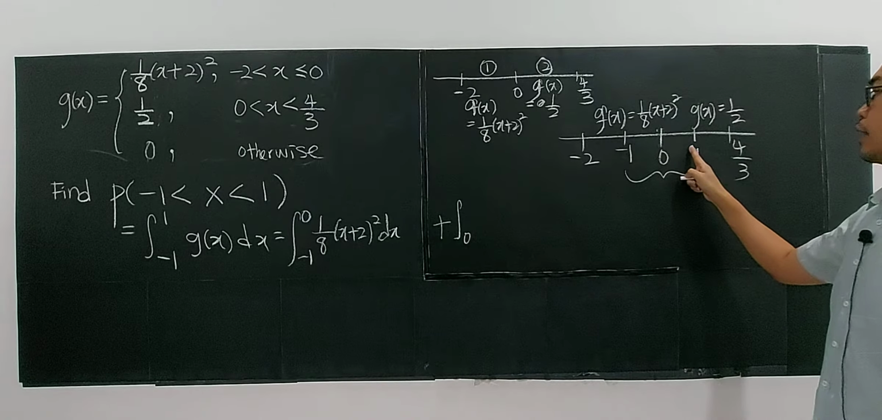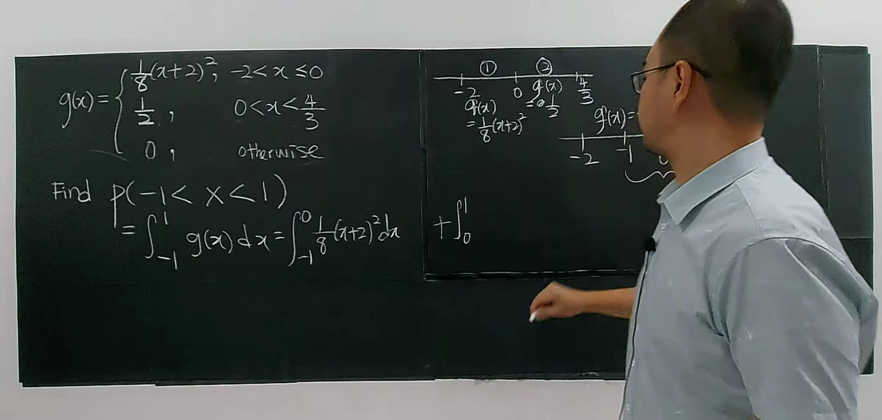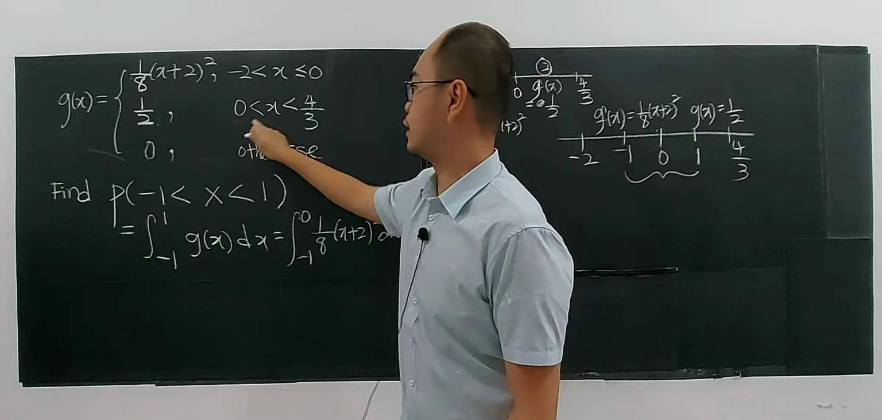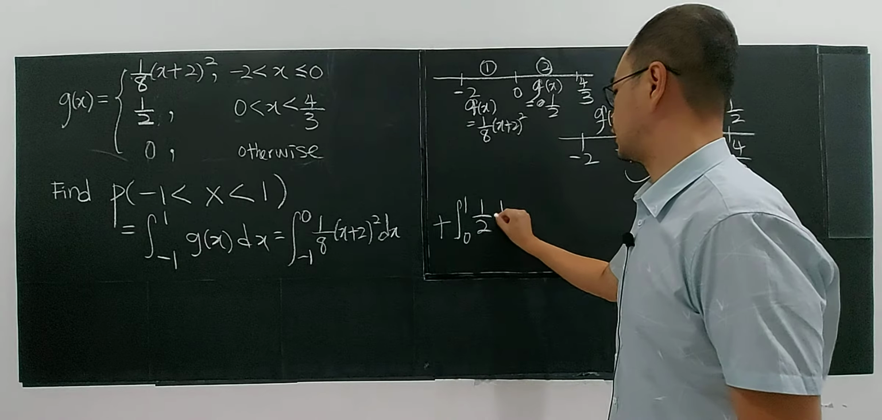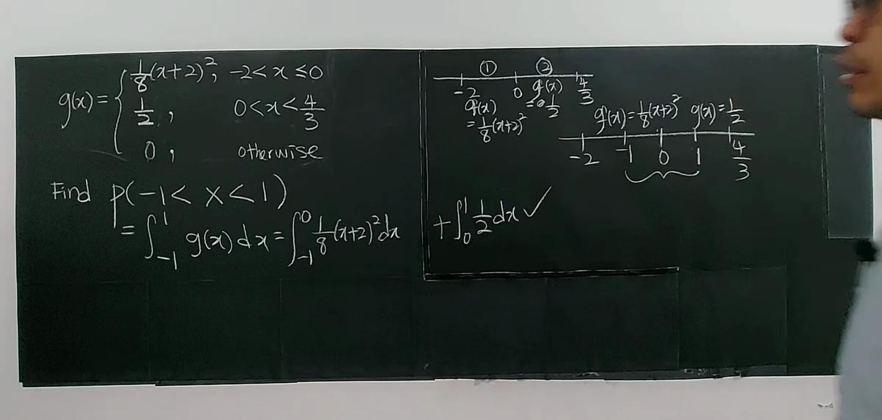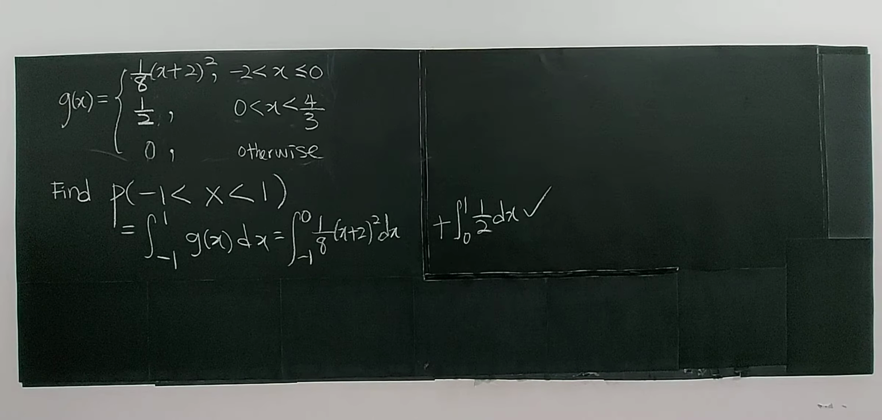And later on, followed by integrating from 0 up to 1. 4 over 3 is greater than 1, so from 0 up to 1 the function in this interval, g(x), will be 1 over 2 dx. This is very important, okay? You should get this correct first before you integrate. Right, okay, let's start integrating.